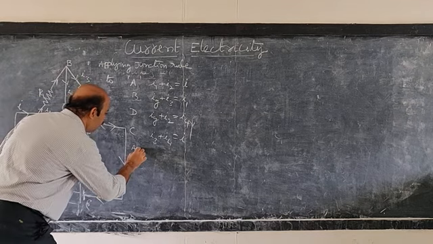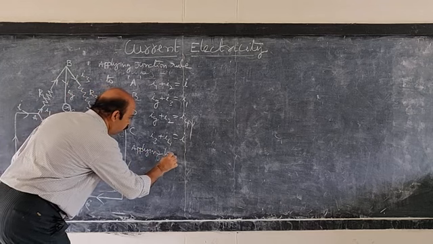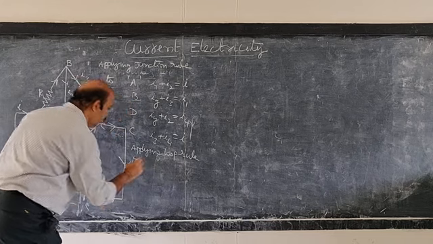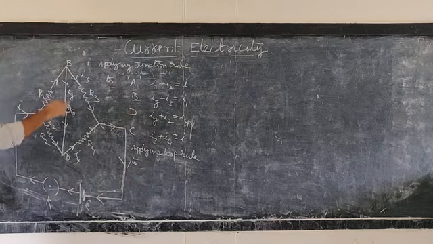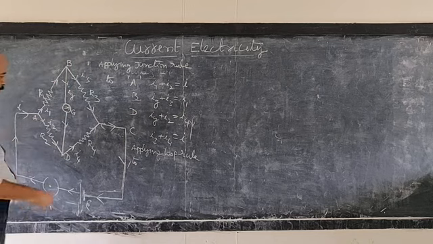Similarly, applying loop rule to, here there are 2 loops. So this is one loop, this is another loop. So that is ABDA.